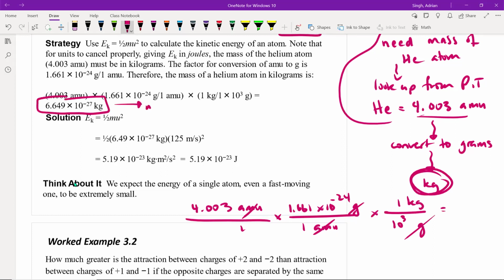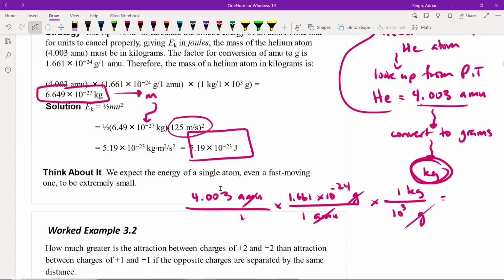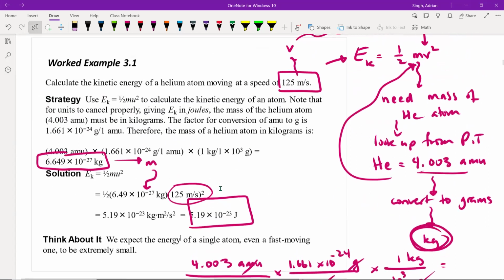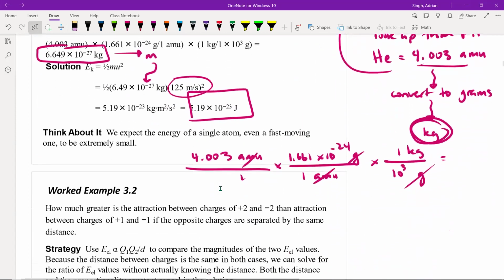So this is m. And then our velocity, we plug that into our equation. Our velocity is 125 meters per second, and then that's squared. Don't forget, it's a half mv squared. So we have to square that velocity, multiply it by the mass, and divide everything by 2, and we end up with 5.19 times 10 to the negative 23 joules, the amount of energy possessed by one helium atom moving at a particular speed.